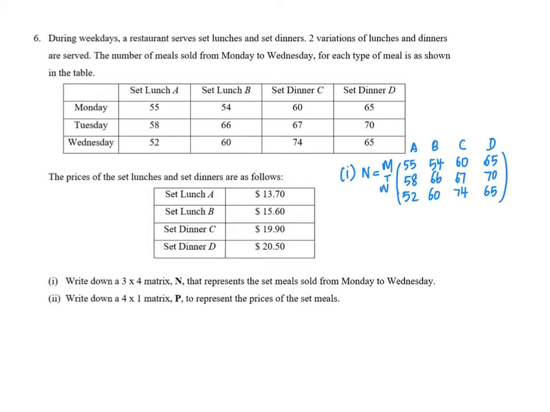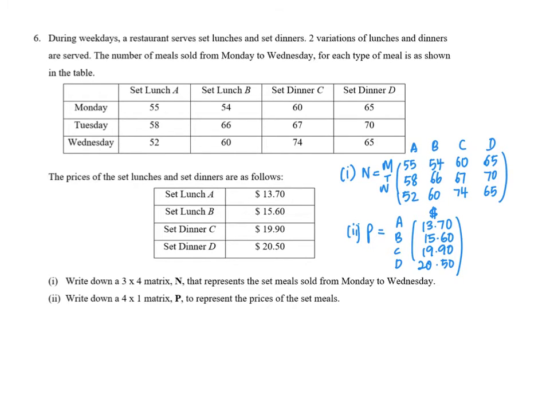Write down a 4x1 matrix P to represent the prices of the set meal. So in this case, we will be talking about prices. So it will be 4 different prices, A, B, C, and D. Since it's talking about price or money, please leave your answers in 2 decimal places. So we write accordingly the answers given in the table.